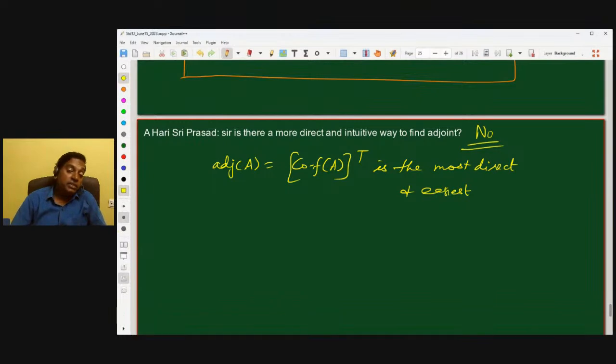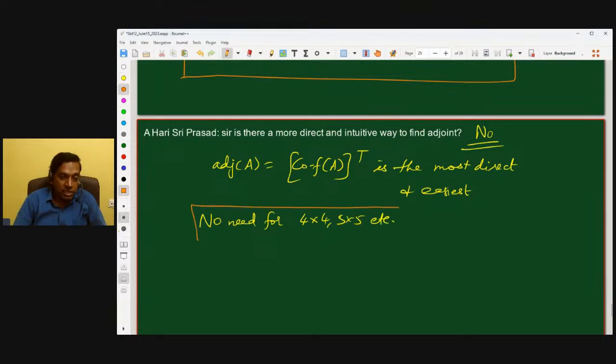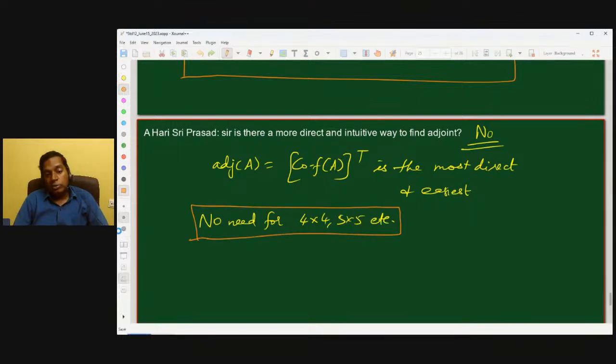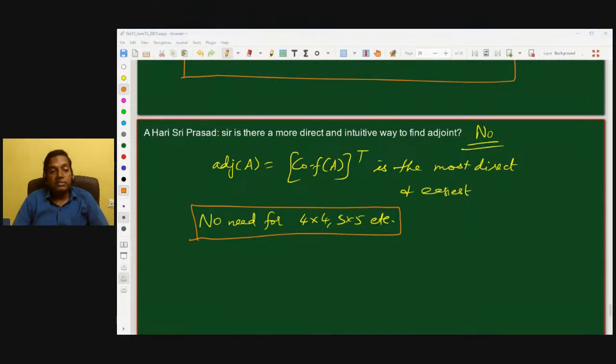Remember, JE does not expect you to do 4 by 4, 5 by 5, etc. 3 by 3 is all that you will need in JE. 2 by 2 is trivial, 3 by 3 is where the work is.